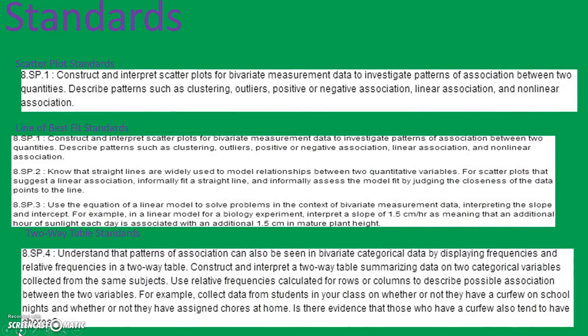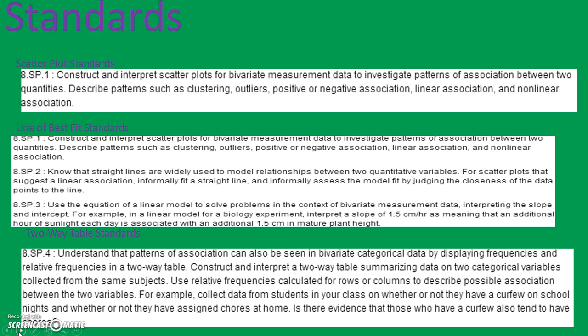Okay, so on to our standards. For our scatterplot standards, it's to construct and interpret scatterplots for bivariate measurement data to investigate patterns and associations between two quantities. Describe patterns such as clusters, outliers, positive or negative association, linear association, or nonlinear association.